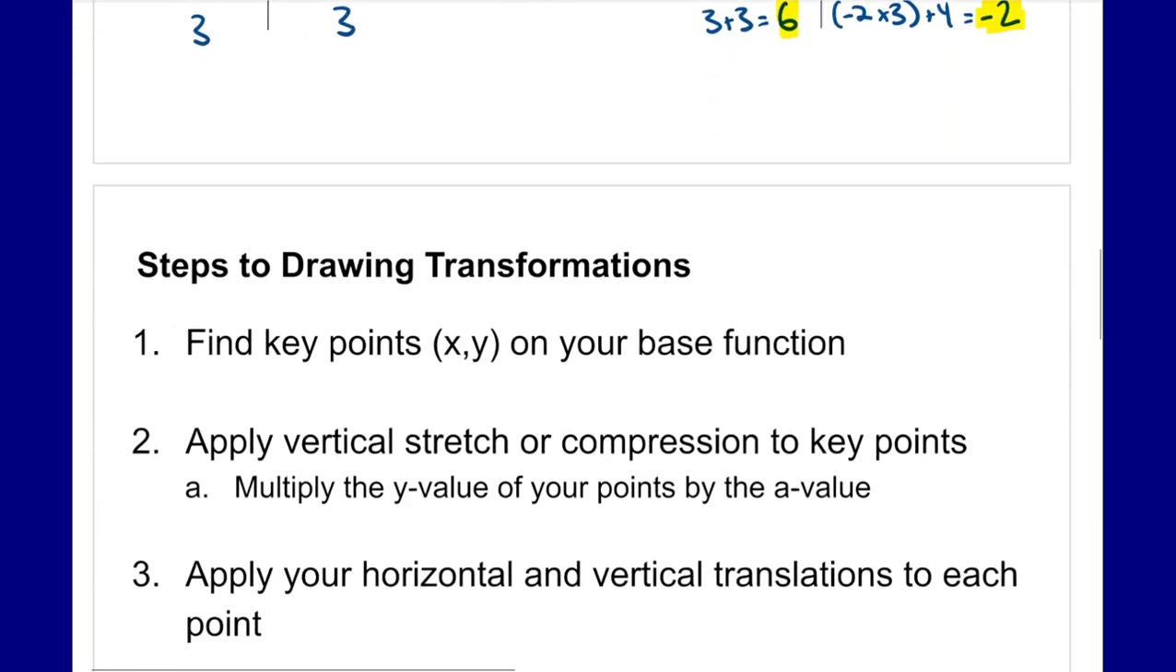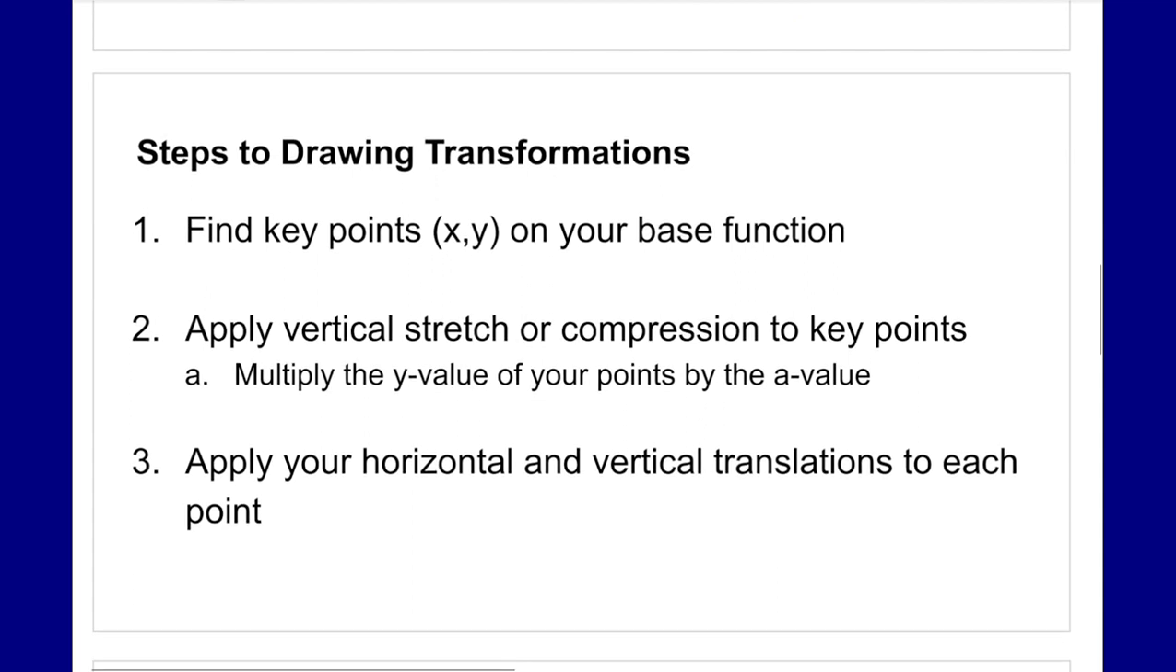So there are steps to drawing the transform function, or drawing the transformations. Again, similar to all the other functions that we did, we want to find key points on our base function. Those are points that neatly cross a grid line, where we clearly know what the values of the coordinates are. Then we're going to apply the vertical stretch or compression first.